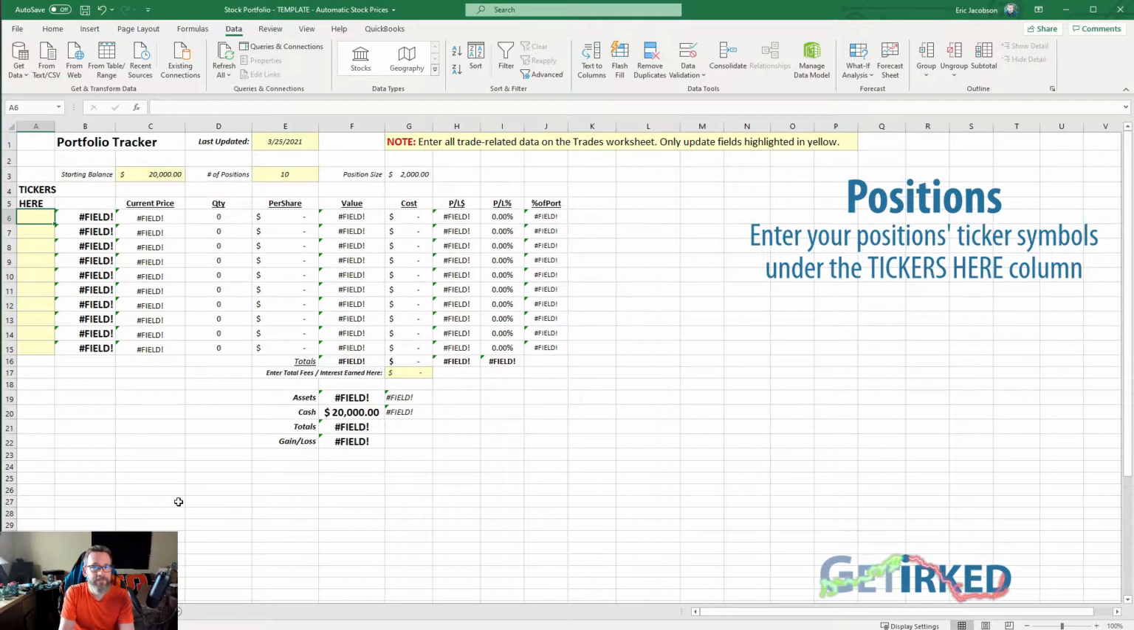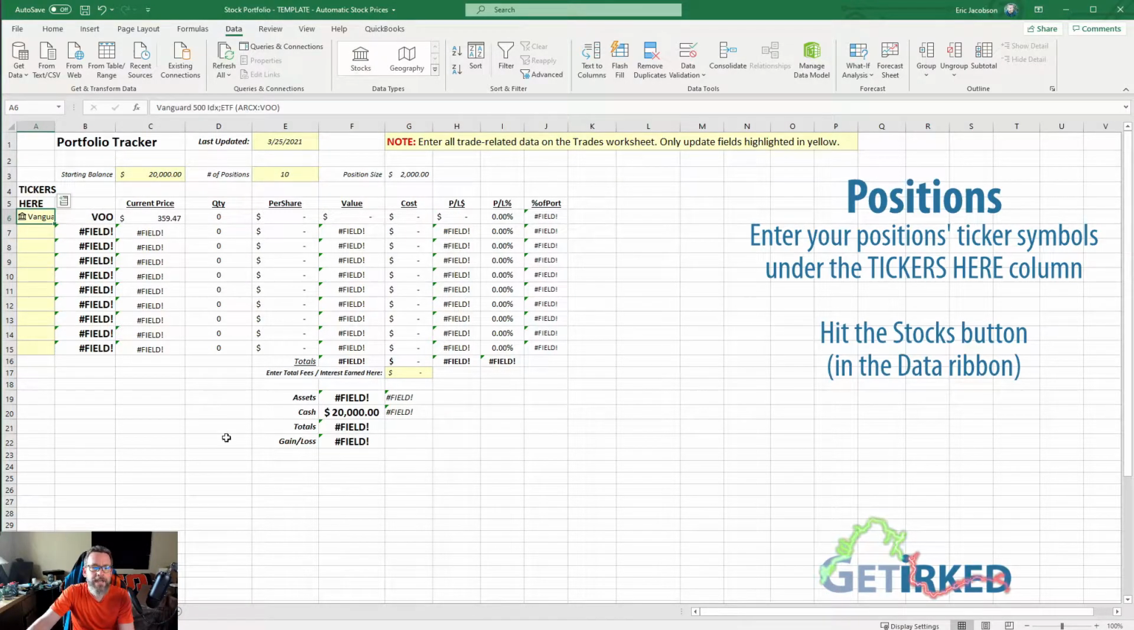When you put in a ticker symbol, you can just enter it into the tickers here and hit like VOO for the Vanguard S&P 500. Put your cursor on it so that you're over the cell that your ticker is in. Hit stocks, and it will convert your ticker into the stock pulling data. So you can see the first column, it's going to pull the ticker symbol. The second column, it'll pull the current price.